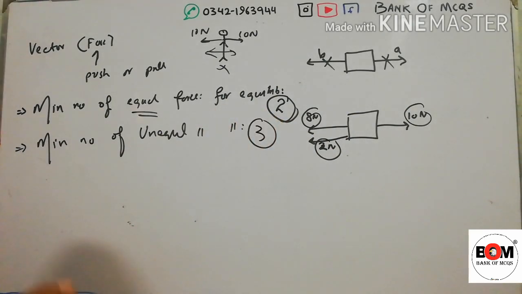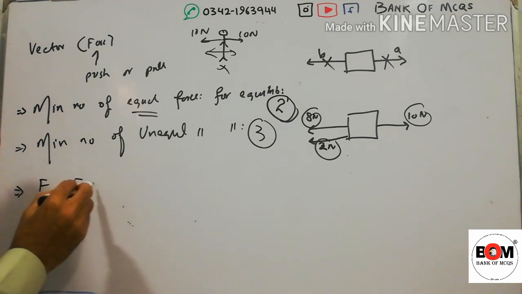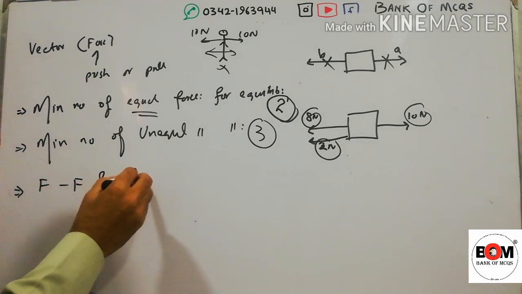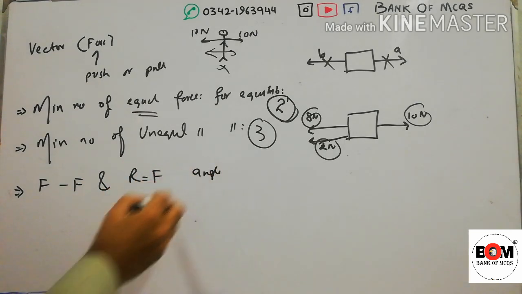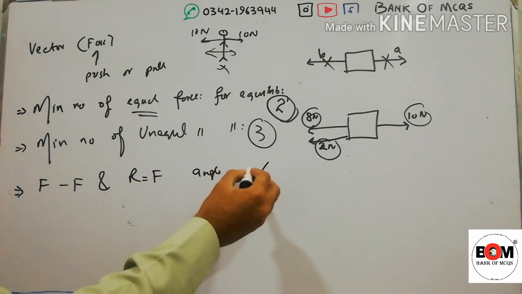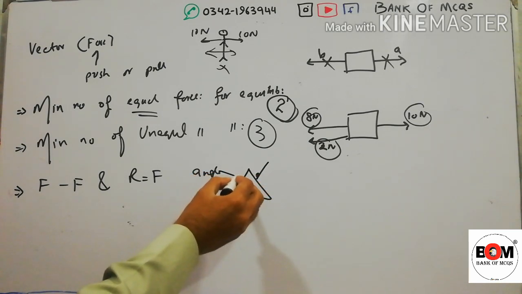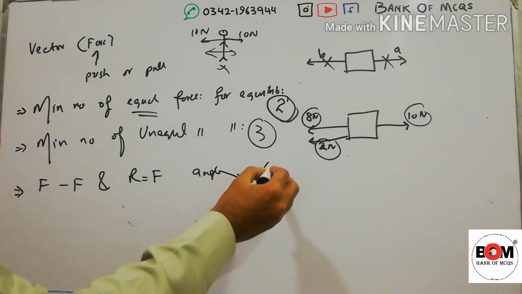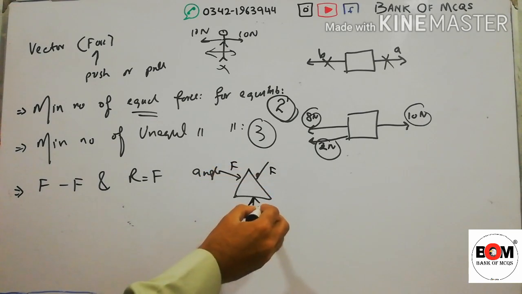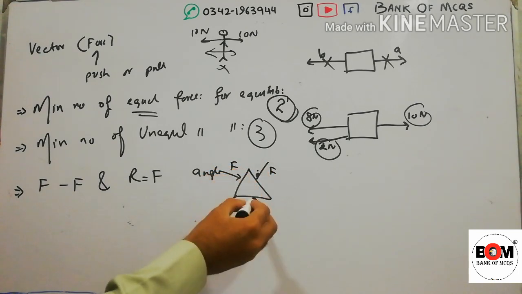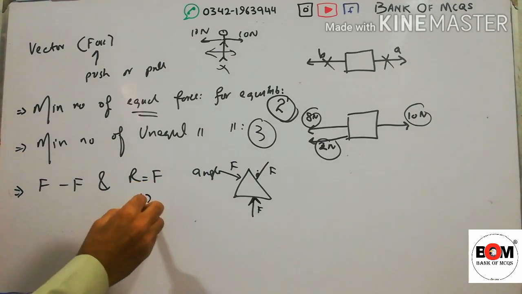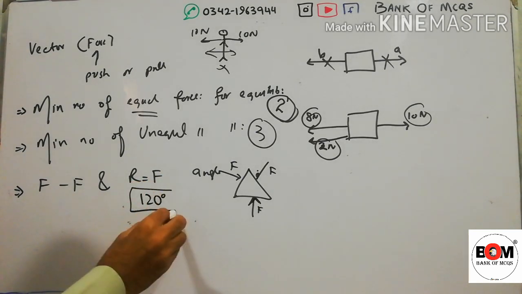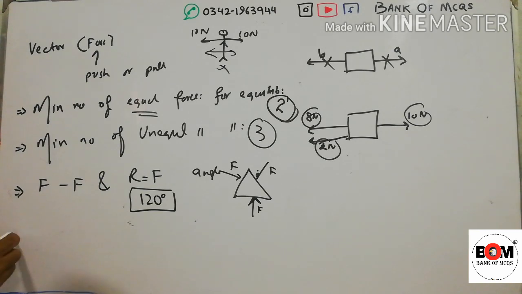The next is: if we have two forces of equal magnitude F, and the resultant is also of magnitude F, what is the angle? So this is the F on a triangle, F at x angle. These three forces cancel the effect of each other. So if these are the two given forces, and the resultant is also F, in that case the angle is 120 degrees.